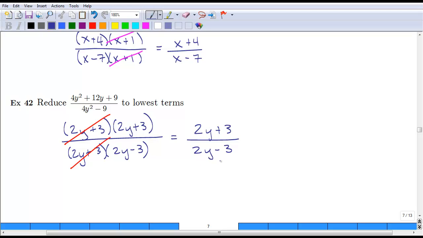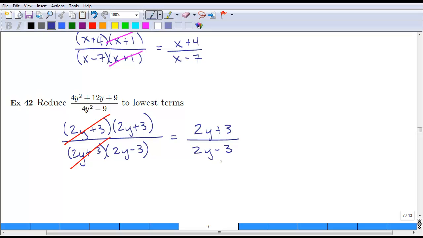Can this be reduced any further? Think about it for a second. No, this cannot be reduced any further. I don't want to see anybody trying to cancel out the 2y's and the 3's. It doesn't work. For one thing, you end up with a plus over a minus, which doesn't make any sense.